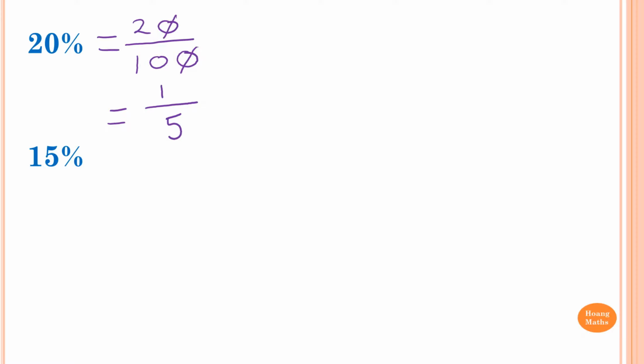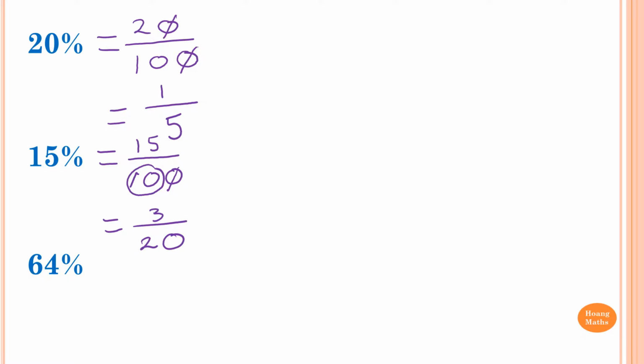15%. So 15% is equal to 15 all over 100. And then we can simplify, of course, because 15 and 100 are both divisible by 5. So 15 divided by 5 is 3, so we write 3 down. 100 divided by 5, just think of 10 here. 10 divided by 5 is 2. So this 0 here, we just write it down. So 3 over 20.